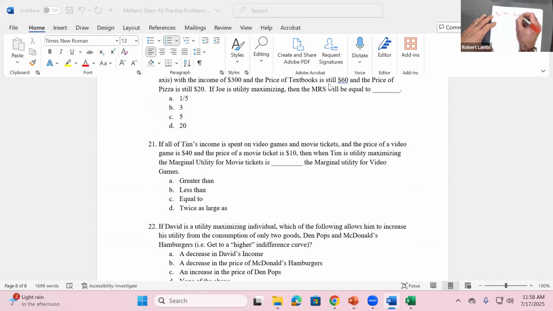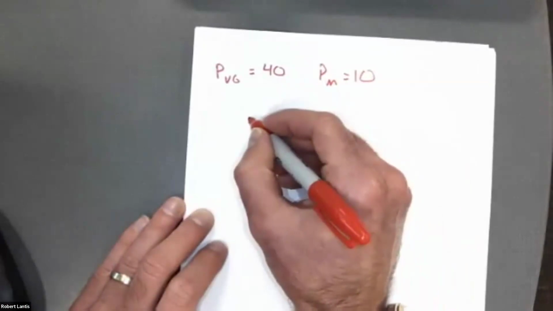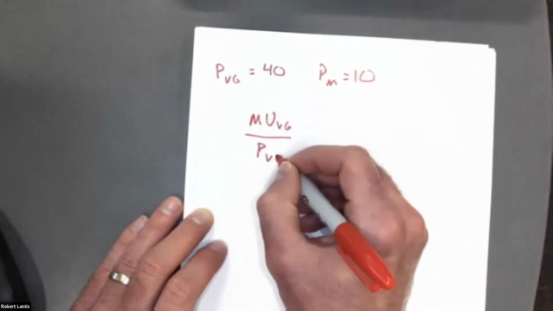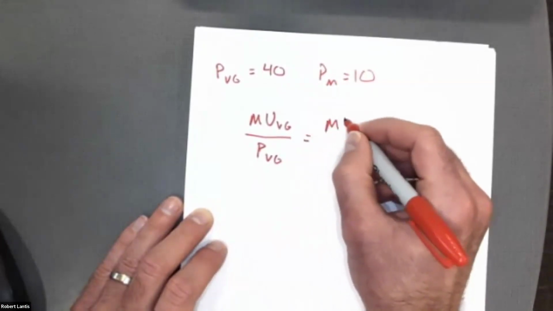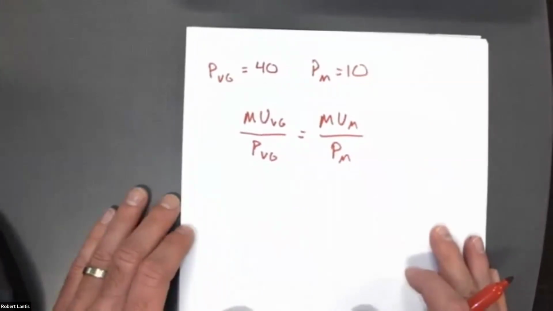And this is how I would solve these problems. I'd write out what I'm given. So the price of a video game is 40, the price of a movie ticket is 10. When maximizing utility, what must be true about the marginal utility of a movie ticket relative to that of a video game? Okay. So this is where I know that when I'm spending optimally, the marginal utility per dollar I'm spending on both goods should be the same.